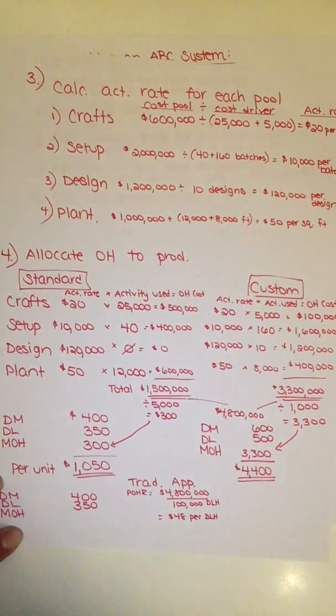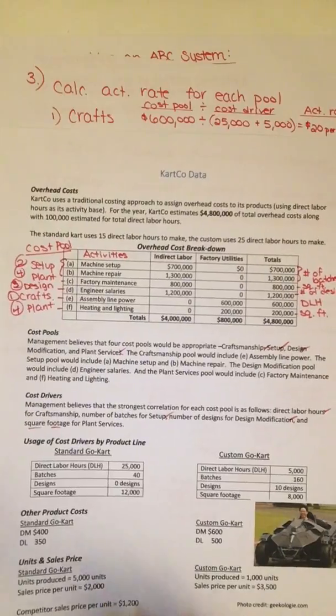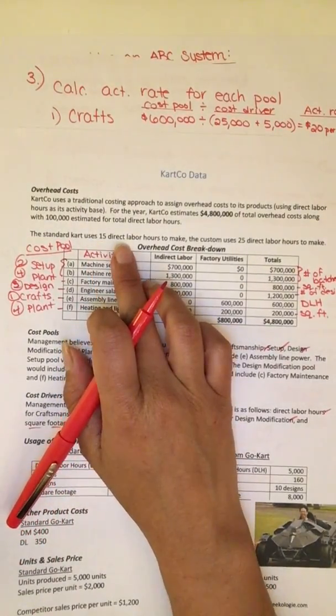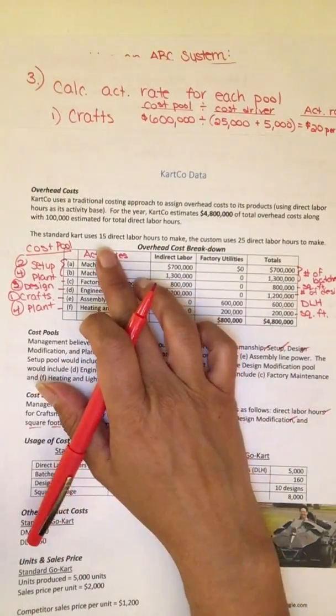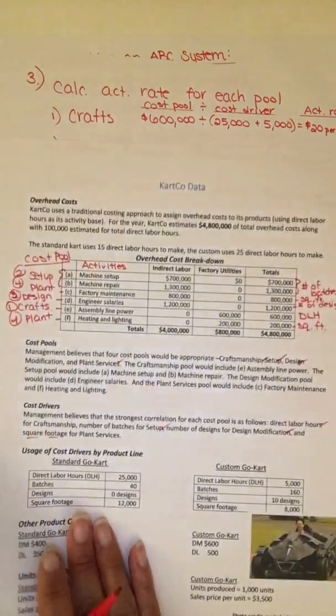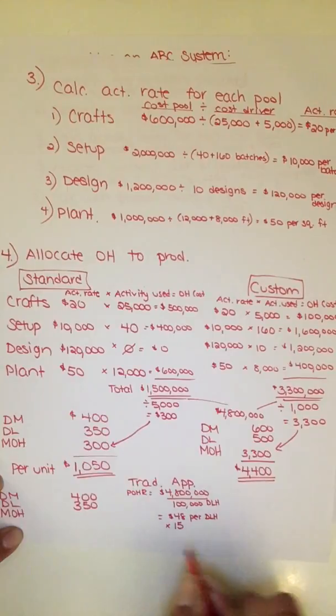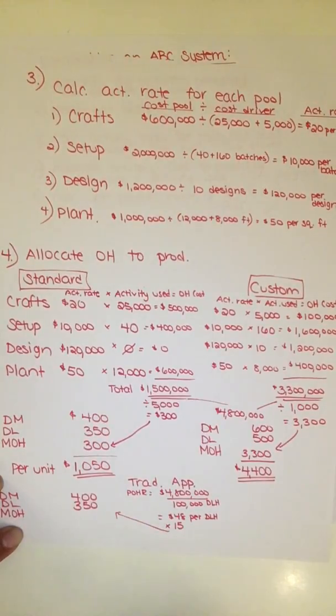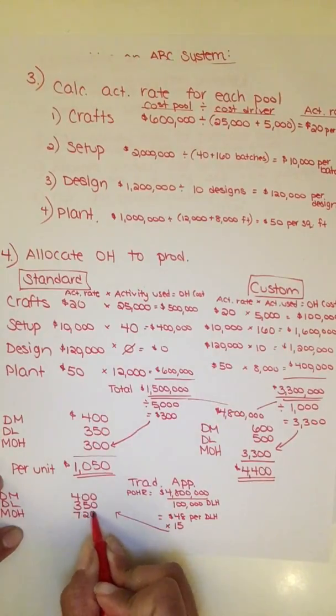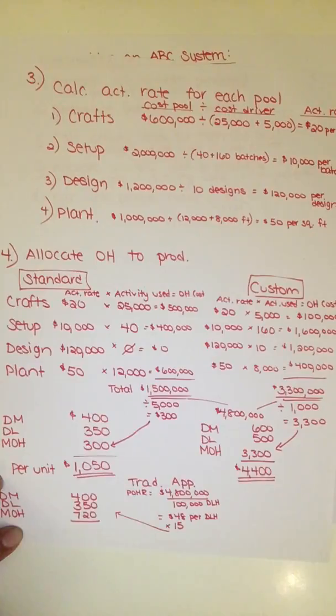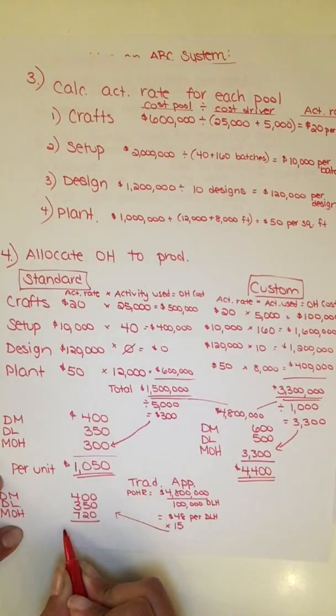Oh, wait. Actually, I think we have it up here, a little bit easier per unit. That way I don't have to take it to the total and divide it. So right here, standard is 15. So $48 times 15 will give us our standard. 48 times 15, work that out, we should get 720. So 720 plus your DL gives you a product cost of 1,470.